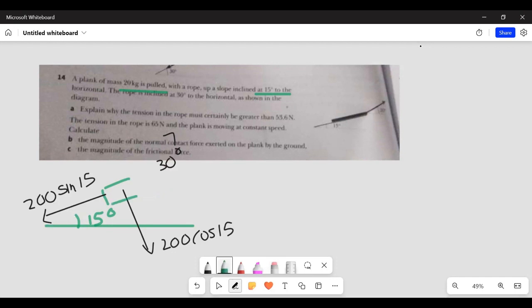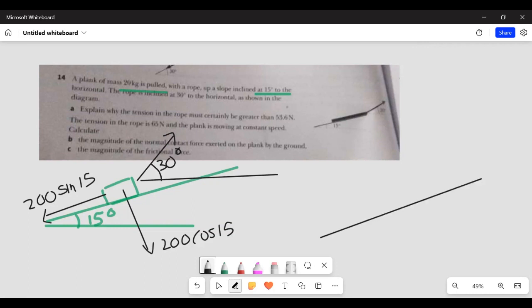Just a second. This was the mass. This was the inclined surface. And this was the rope acting at 30 degree with the horizontal. So this is the 30 degree angle. Okay, so they've actually made the question slightly harder than it was supposed to be.